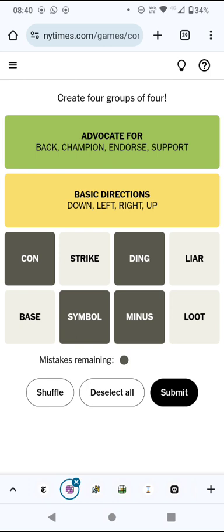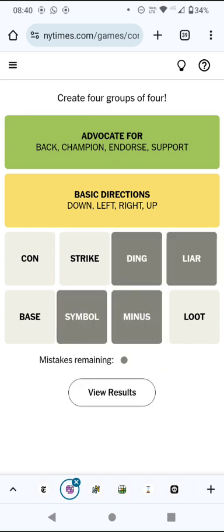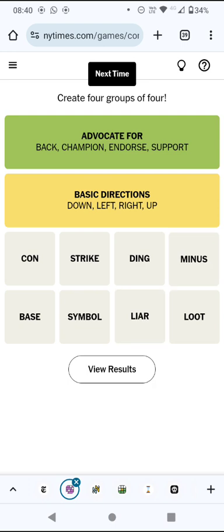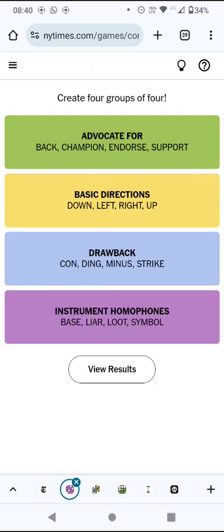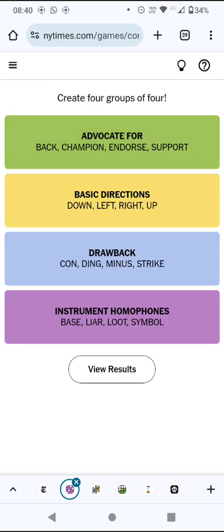Now can I work out what on earth is going on? Strike base, I think it's more likely to be con in that other group. But I could be wrong, and this is my last life. Oh! Ding, cymbal, minus. Oh, it wasn't ding and cymbal. Oh, I made that completely wrong then, didn't I? That is a bit of a failure. Instrument homophones: bass, lyre, lute, cymbal.